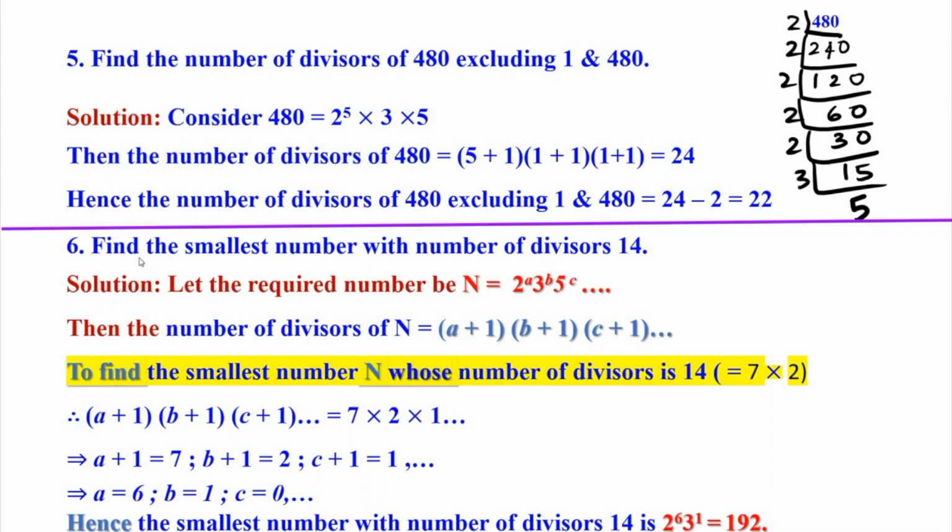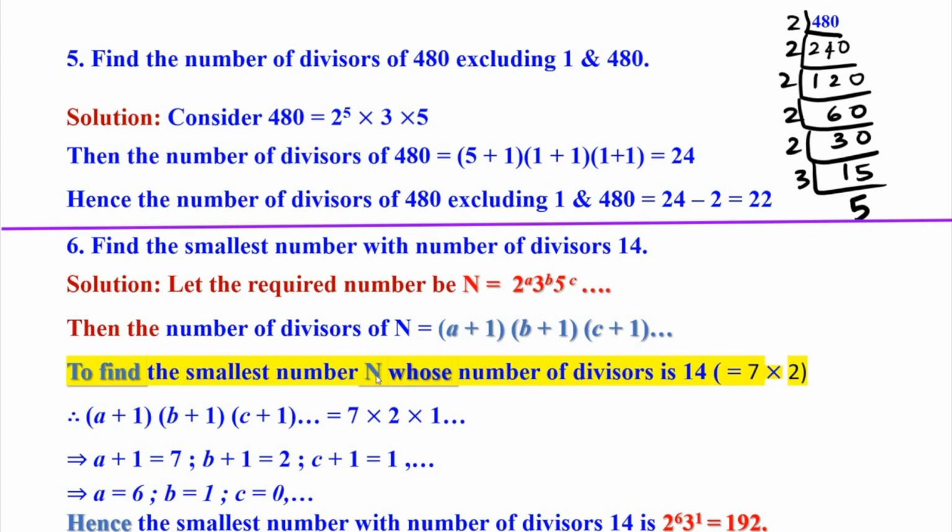Then this problem here. So far we have been finding the number of divisors given the number. Here the number of divisors is given, and there can be a lot of numbers with so many divisors. But the question is, what is the smallest number with 14 divisors? So let the required number N be written in the form 2^a 3^b 5^c, and so on. Then by the formula, the number of divisors is (a plus 1)(b plus 1)(c plus 1).